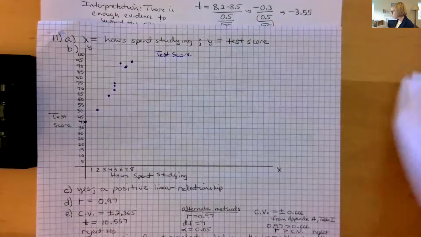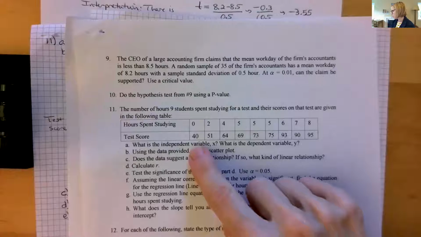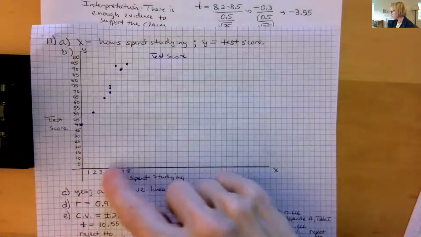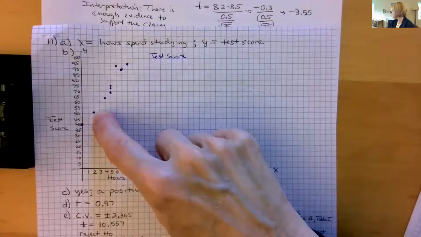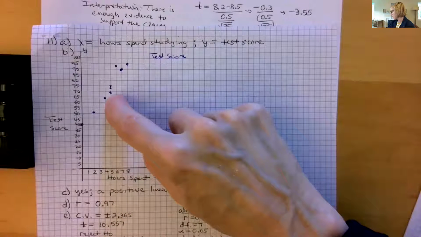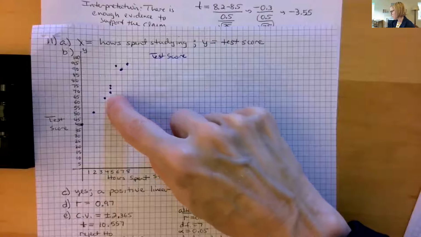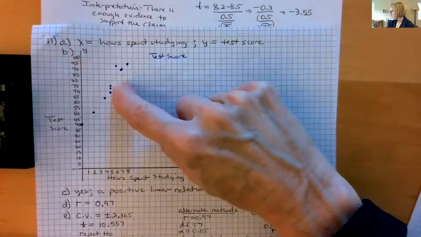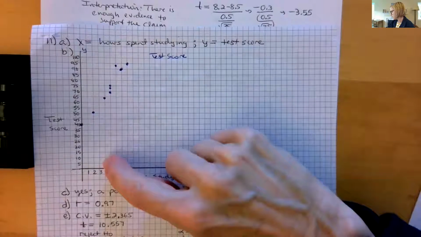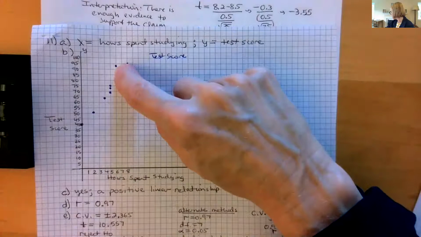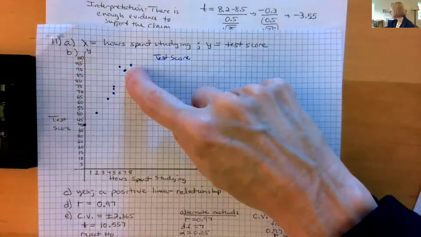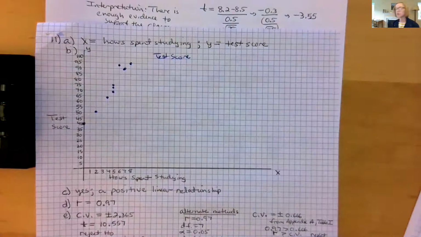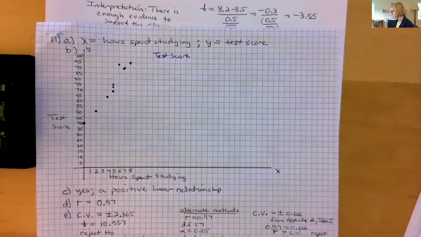And so I just plotted these points here. There were 9 points: 0, 40; 2, 51, right, 2 up 51; 4, 64, right, 4 up 64; 5, 69; 5, 73; and 5, 75. Then we had 6, 93, right, 6 up 93; 7, 90, right, 7 up 90; and 8, 95, right, 8 up 95. So we've got our scatter plot here of those 9 values.